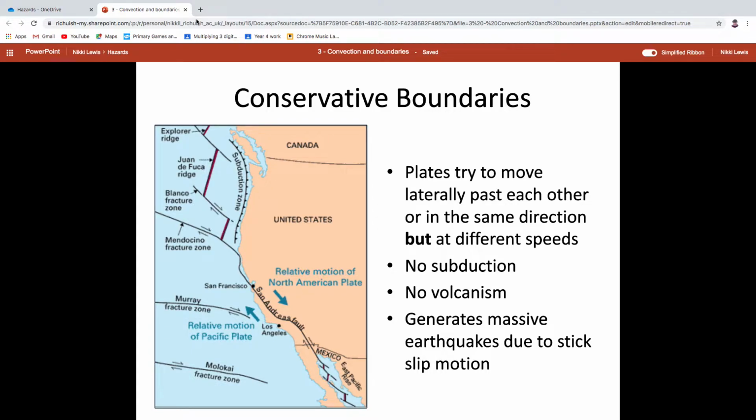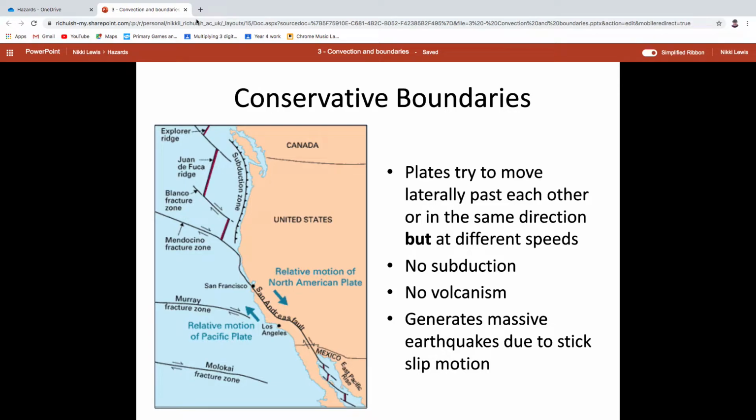So, divergent margins, the plates are moving away from each other. Convergent margins are moving towards each other. In this type of margin, the plates are moving past each other. Now, this is a really important thing at A-level. You can get away with it at GCSE, but at A-level, we would rather you're a bit more precise.